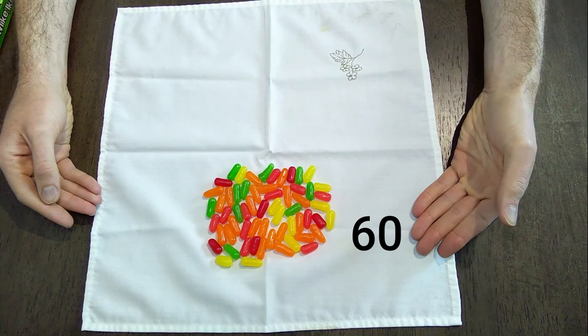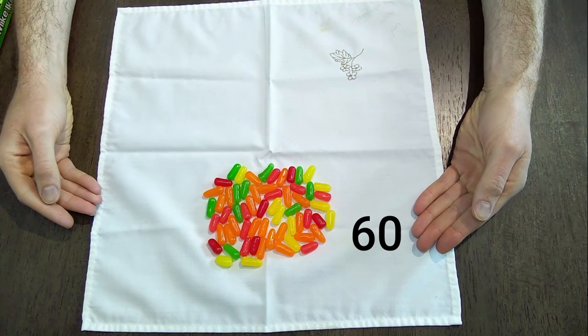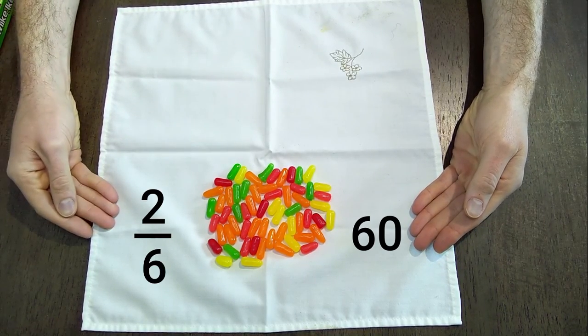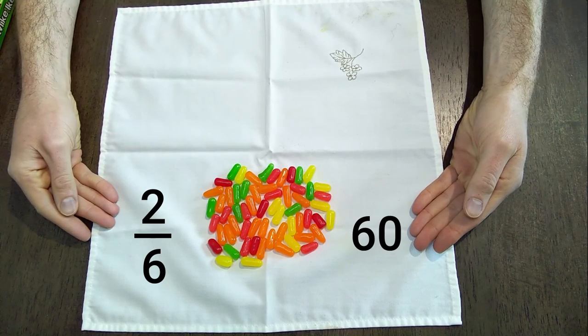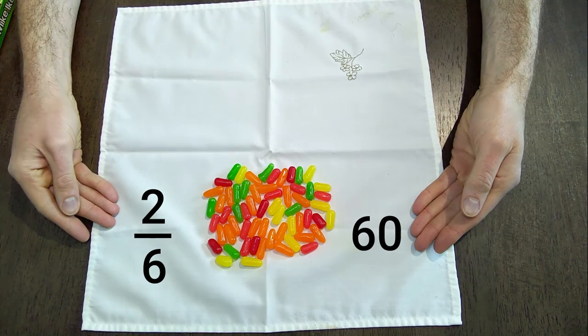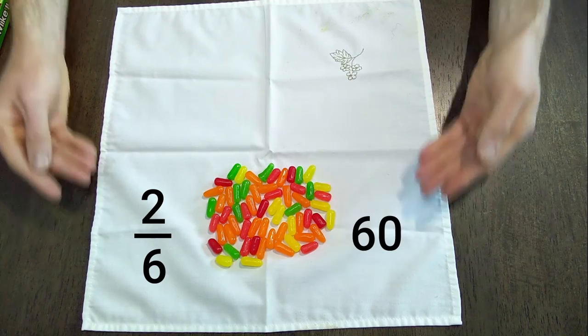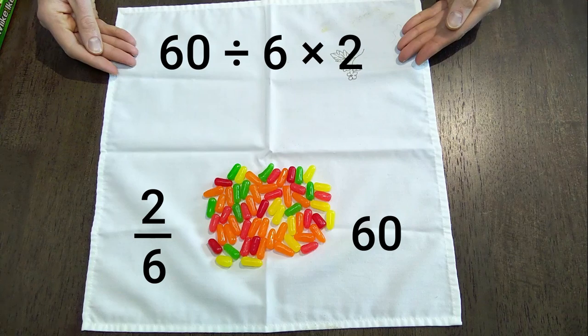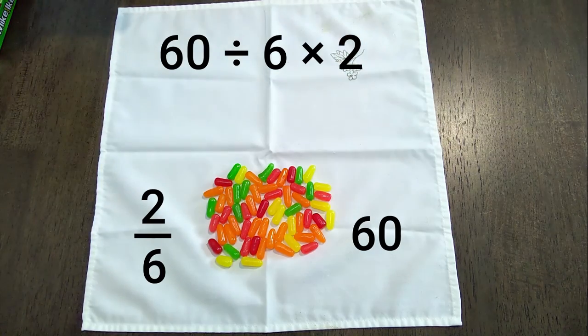I have 60 Mike and Ikes on the table here, and I want to eat 2/6 of them. So what do I do? I don't want to count them out, that takes too much time. Instead, I'm going to divide and multiply. Divide by the denominator, multiply by the numerator. So 60 divided by the denominator of 6, multiplied by the numerator of 2. 60 divided by 6 times 2. Well, 60 divided by 6 is 10, times 2 is 20. So I can eat 20 of the Mike and Ikes.